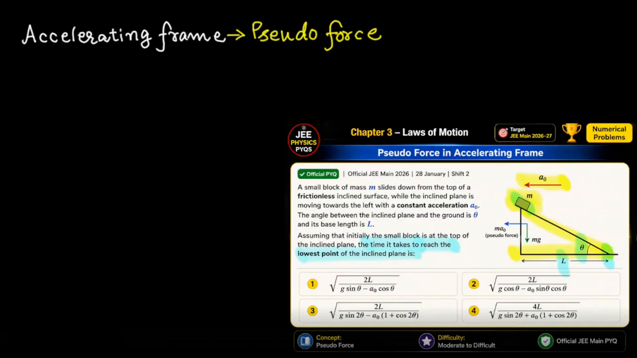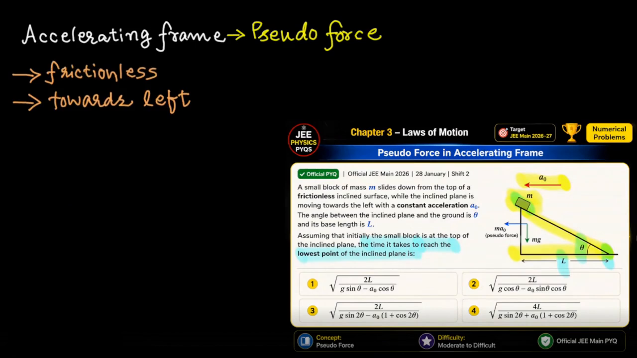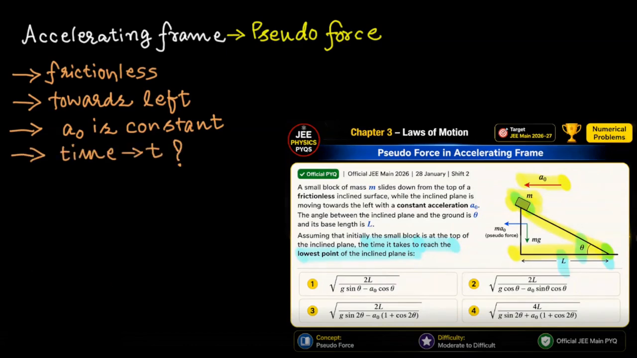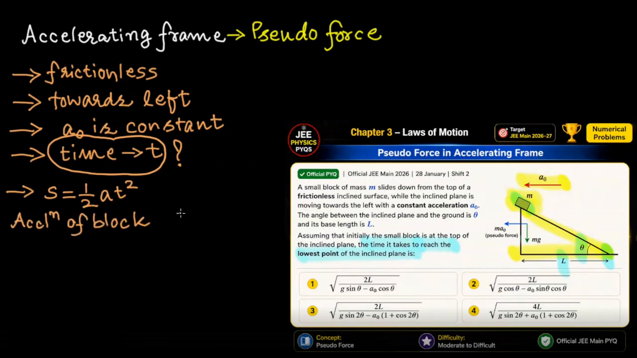Before touching your pen, identify the important clues. The question tells us the surface is frictionless. The wedge moves towards the left. The acceleration is constant. We need the time taken by the block to reach the bottom. Notice something important. The question is not asking for force or acceleration. It is asking for time. That means sooner or later we will use S equals half a t square. So our real job is to find the acceleration of the block along the incline.